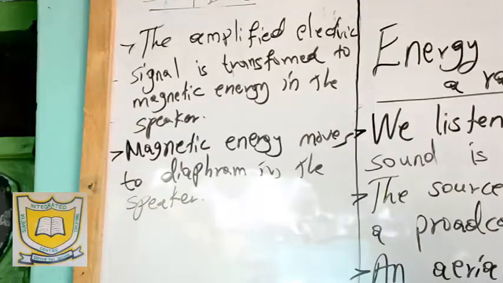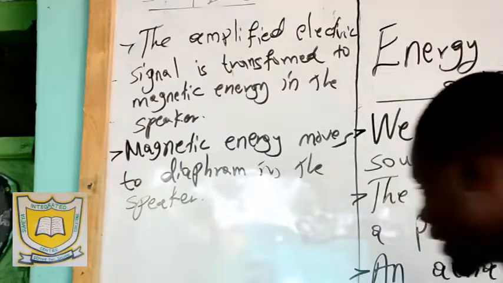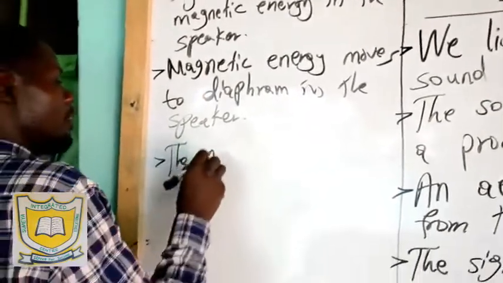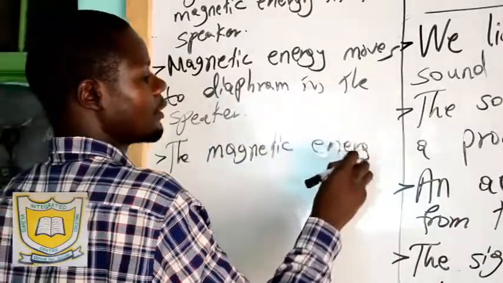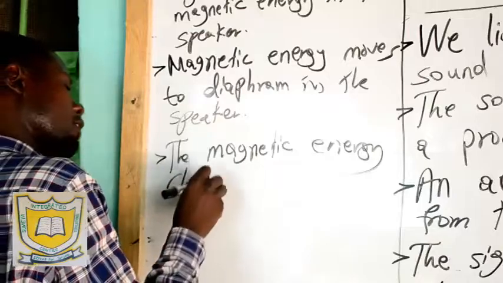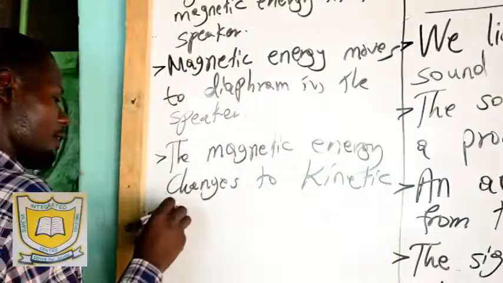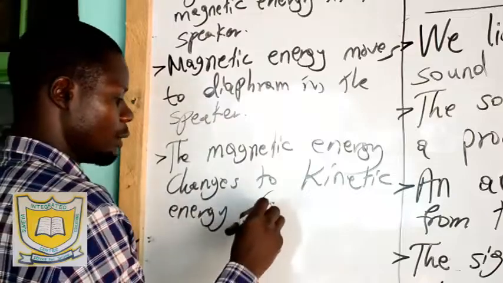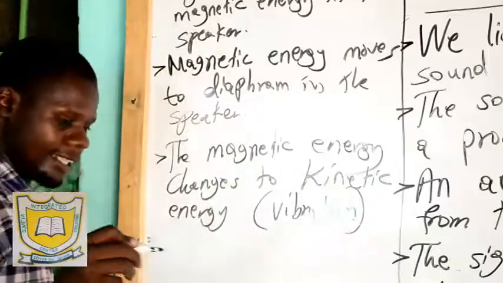Now what will the diaphragm do? The magnetic energy changes to kinetic energy, that is vibration of the diaphragm. How are we having kinetic energy? Because of the vibration in the diaphragm.